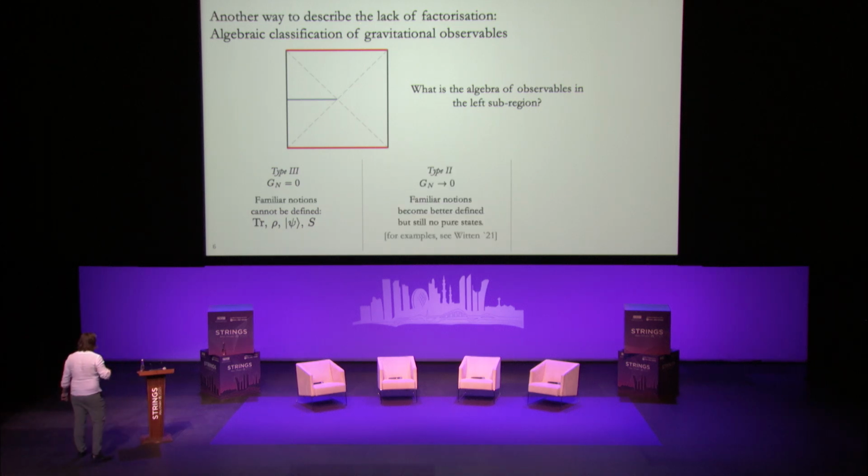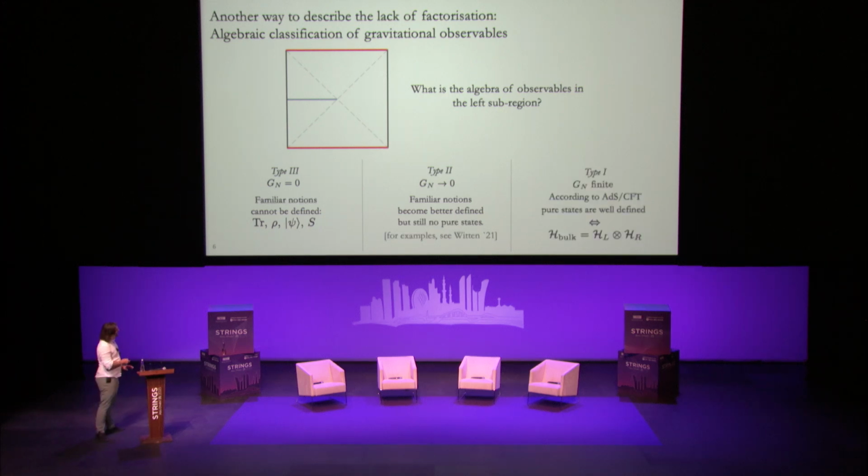Now, if we turn on G Newton a little bit, so if we couple the matter to gravity, it turns out that the algebra switches from type 3 to type 2. In a large number of examples, at least, this happens. And familiar notions become better defined, but there are still no pure states. And I believe you'll hear more about that tomorrow.